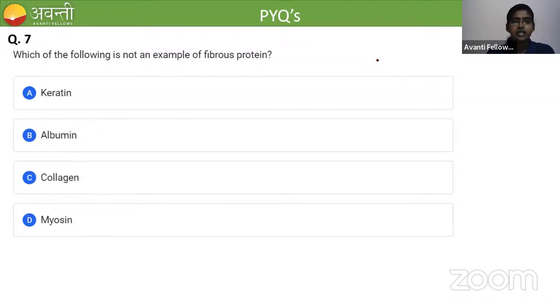And coming to question number 7, which of the following is not an example of fibrous protein? So we have two different types of proteins, right? Fibrous protein and globular protein. So under each case, we have examples also. So which is an example for fibrous protein? So the answer is albumin. Albumin is not an example for fibrous protein.